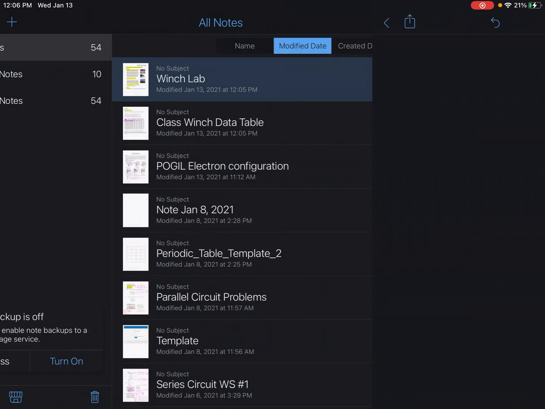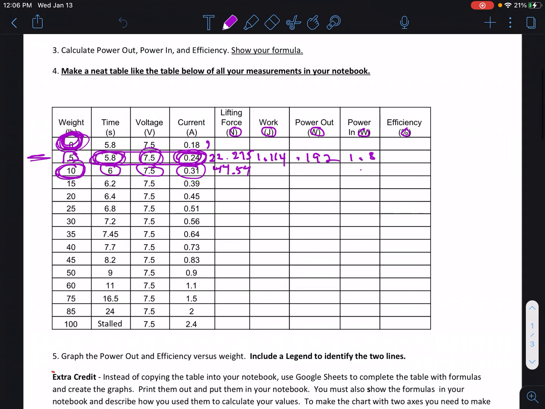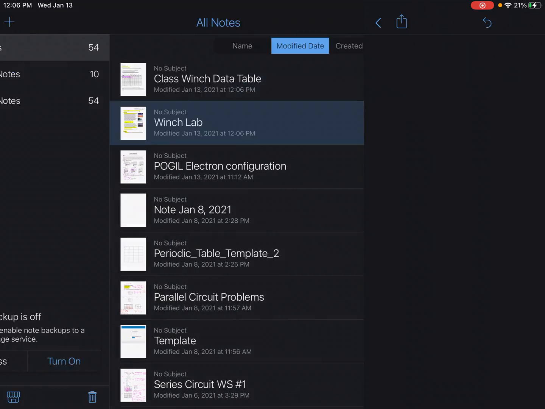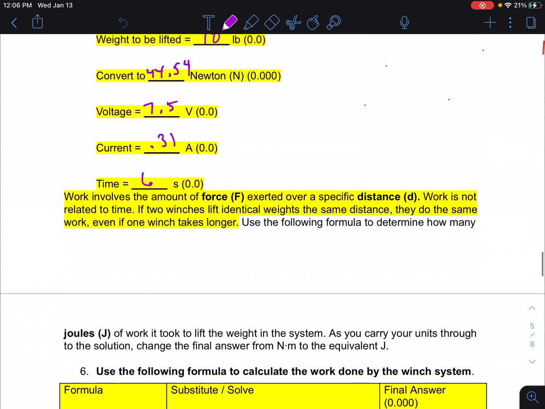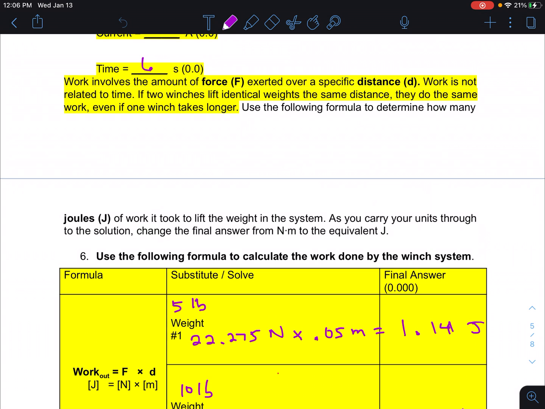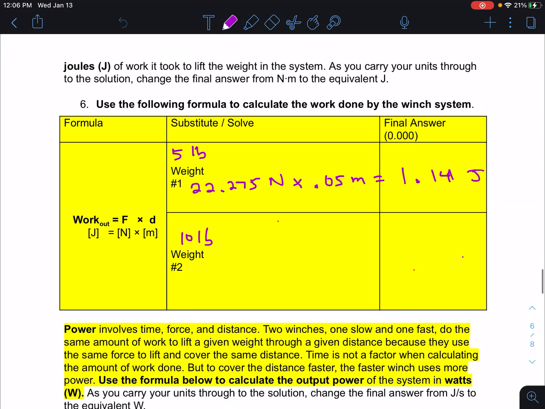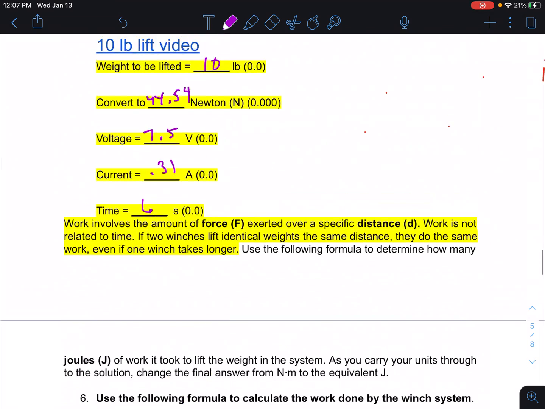So let's just go back and verify those numbers. Getting the numbers right off of here: 0.31, 7.5, 6 seconds. Very good. I got the right numbers. Now we can use the force and the distance to calculate the amount of work that was done when lifting 10 pounds with the winch. Again, here's our formula. Work equals force times distance. We just calculated the force.